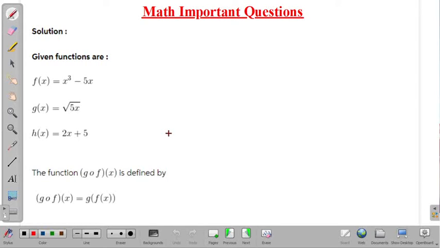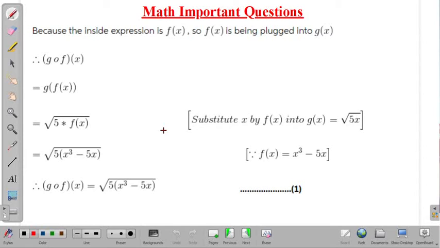And we know that (g∘f)(x) is equal to g(f(x)). So what is g(f(x))? f(x) will be an input for g(x). So we have to substitute x by f(x) into g(x) equal to square root of 5x, because g(x) equal to root 5x is given. So it is square root of 5 into, at the place of x we need to write f(x).